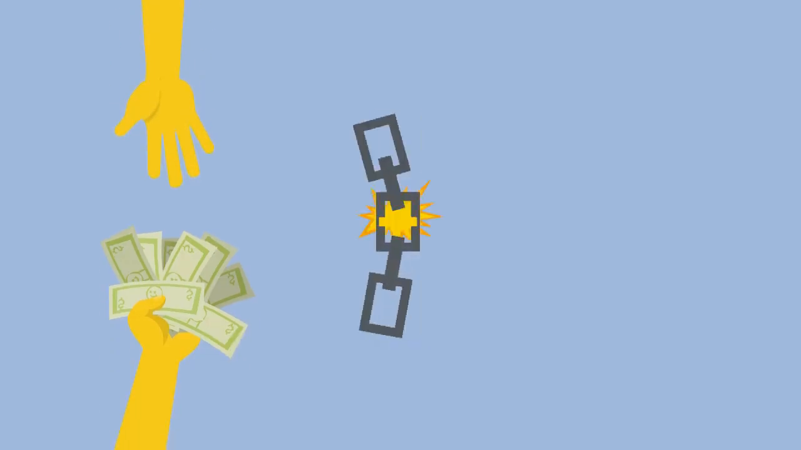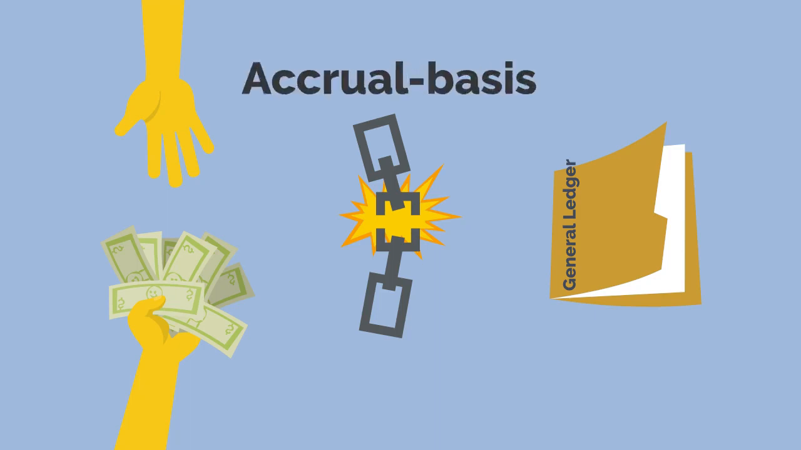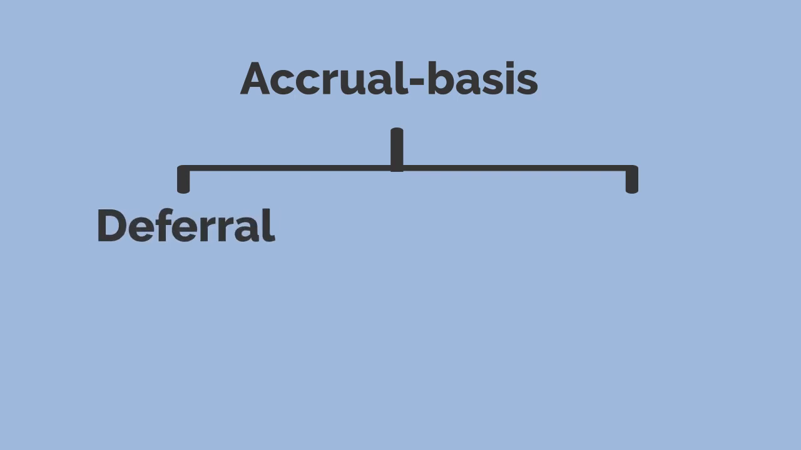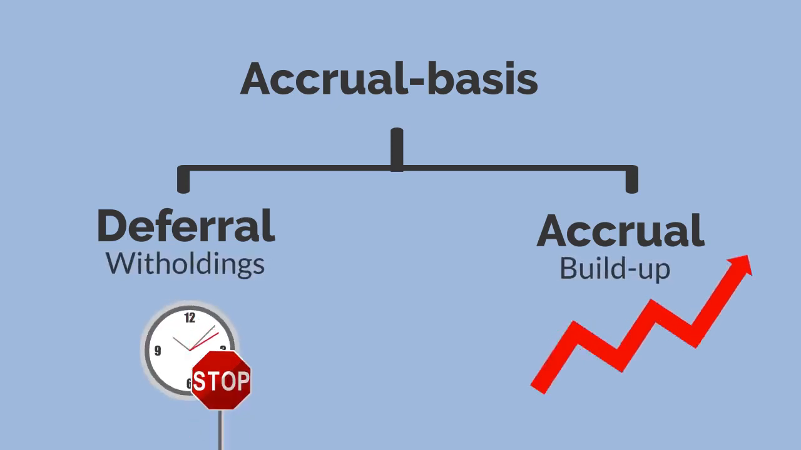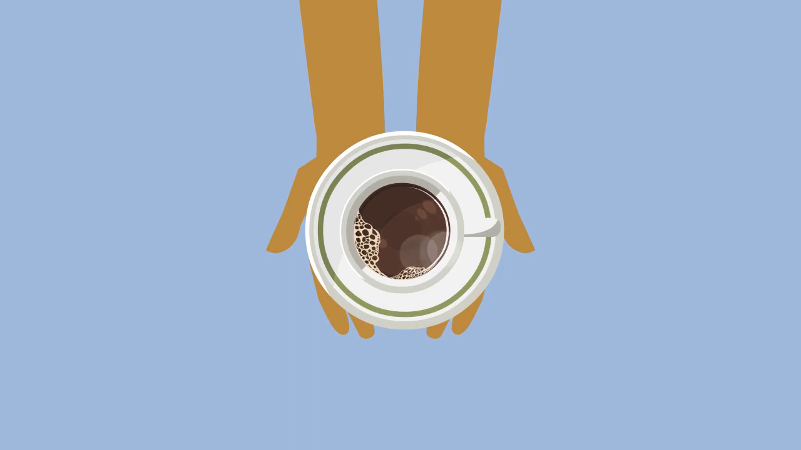Because cash receipts are out of sync with the rest of our transaction records, we must use additional adjusting journal entries in accrual basis accounting to adjust for this. The types of adjustments we make in accrual basis accounting will fall under deferrals or accruals. To help you remember, associate deferrals with withholdings and accruals with build-ups. Deferrals are when the money is exchanged first, then the delivery of goods or services occurs later.